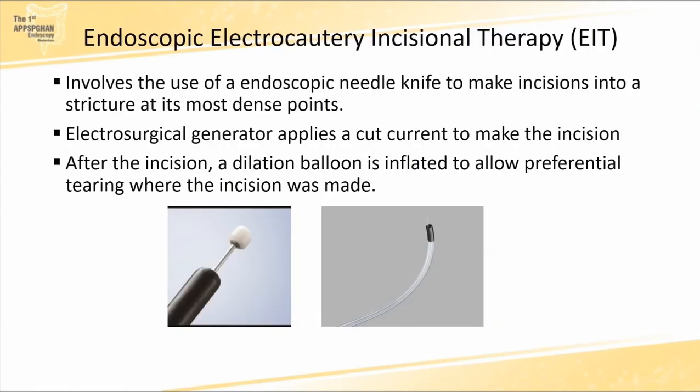Endoscopic electrocautery incisional therapy is a technique that uses an endoscopic needle knife to make an incision into the stricture at its most dense points. An electrical surgical generator applies a cut current to make the incision. Now, typically, after the incision, a balloon dilator is then inflated to allow preferential tearing where the incision is made.